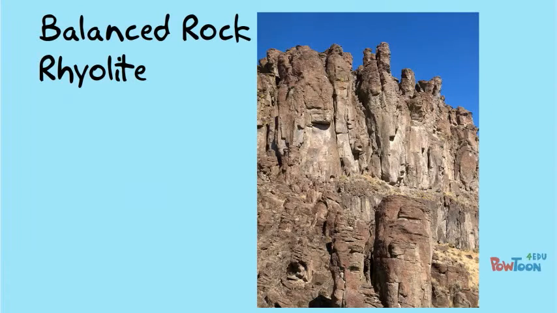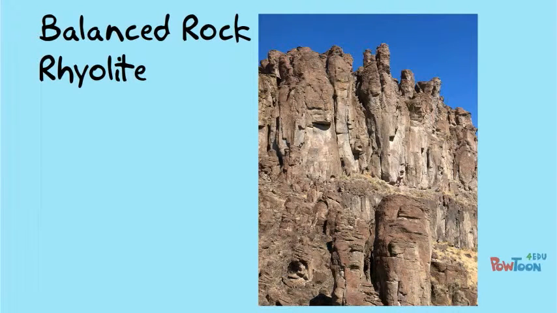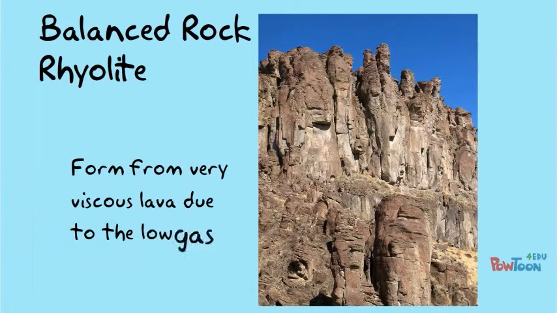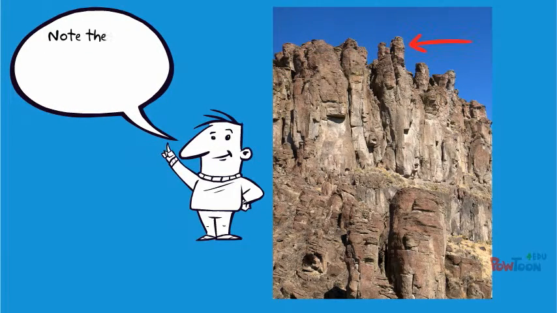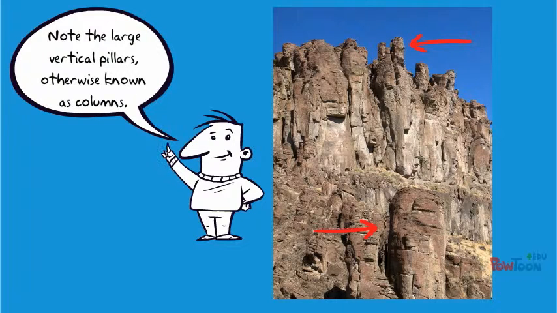These lavas form from rhyolite magmas with very low gas contents and just ooze out of the earth rather than erupting explosively. Low gas contents make rhyolite magmas very viscous, so they form flows that may be hundreds of feet thick and take years to cool. As they cool, prominent vertical fractures form in their interiors, which, when exposed in canyon walls, typically guide the development of large vertical pillars.